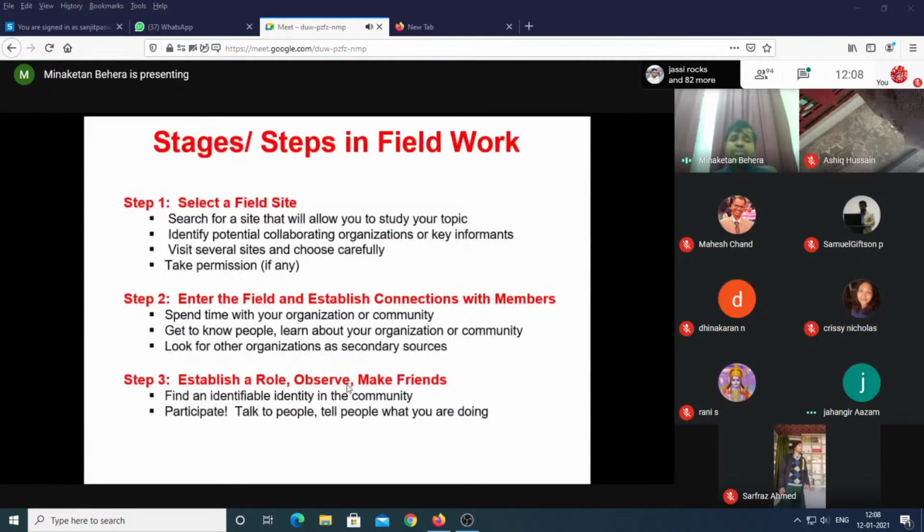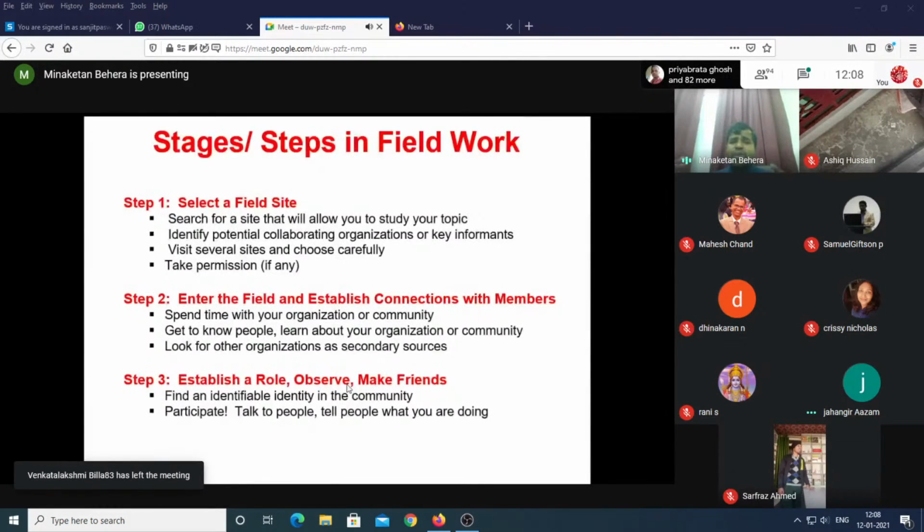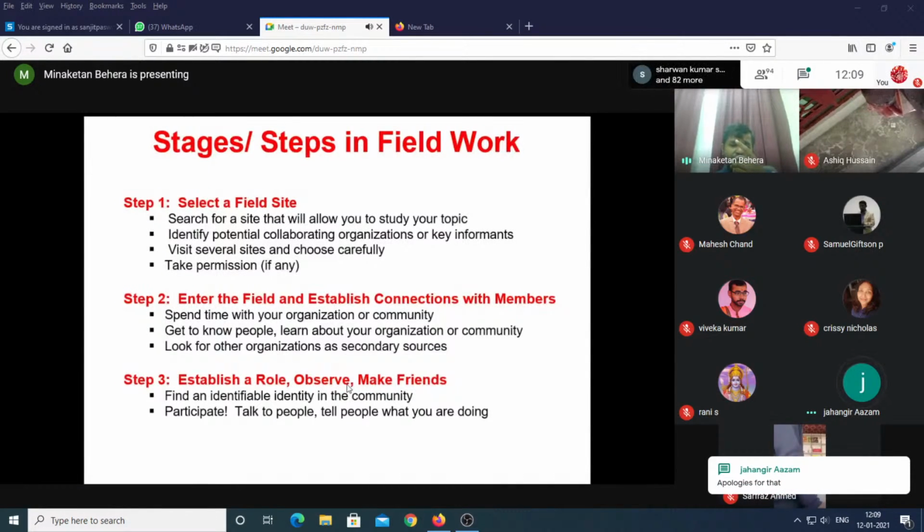Then you have to just look at it. You have to establish the connection in all ways. You have to link with the local level NGO, know the people, know the organization. And from the secondary sources, you have to gather all these things.